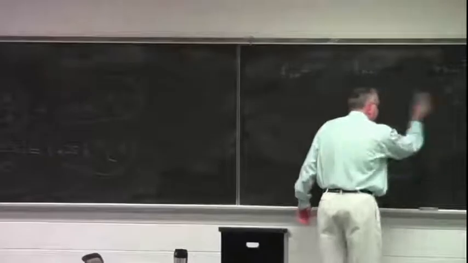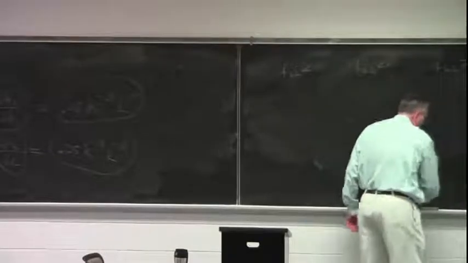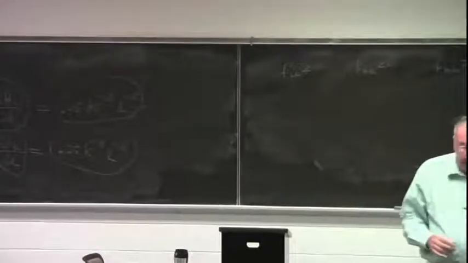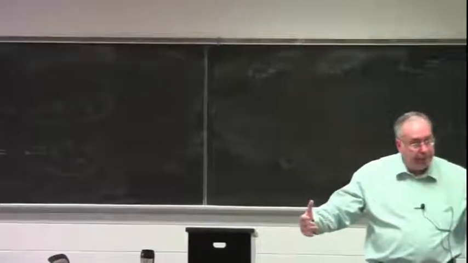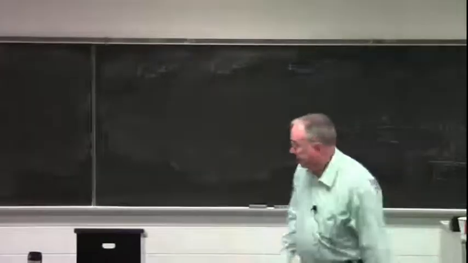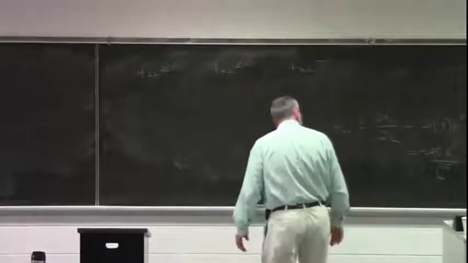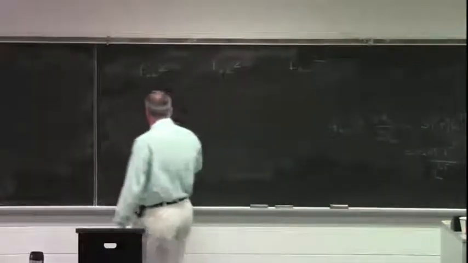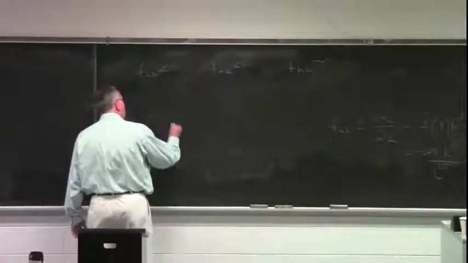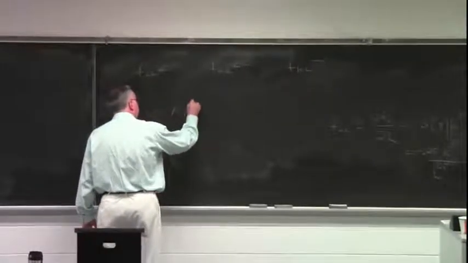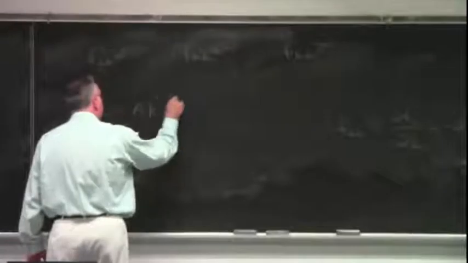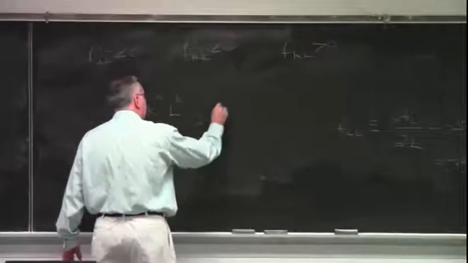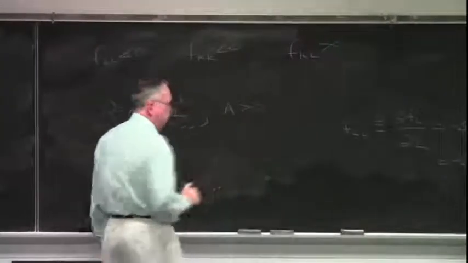So one of the characteristics, or actually we can list several of the characteristics of a Cobb-Douglas production function. A more general expression for the Cobb-Douglas production function is this: Q equals A times K to the little a power times L to the b, where capital A is assumed to be a positive constant.